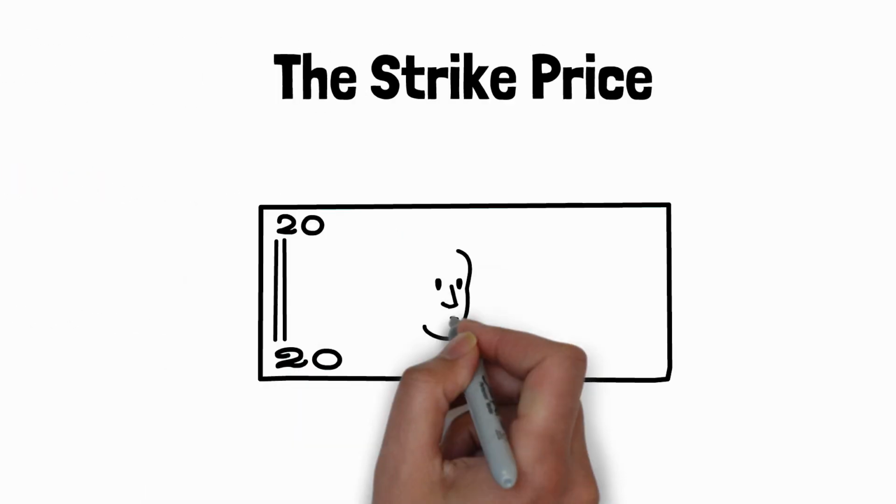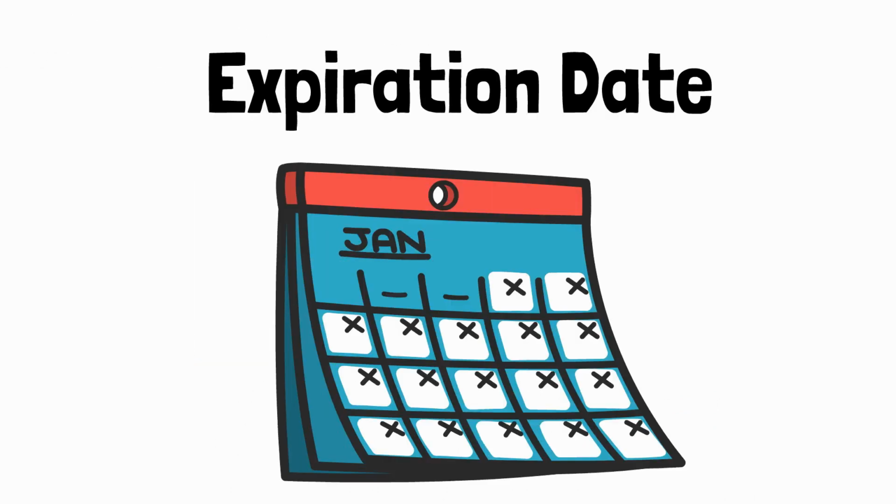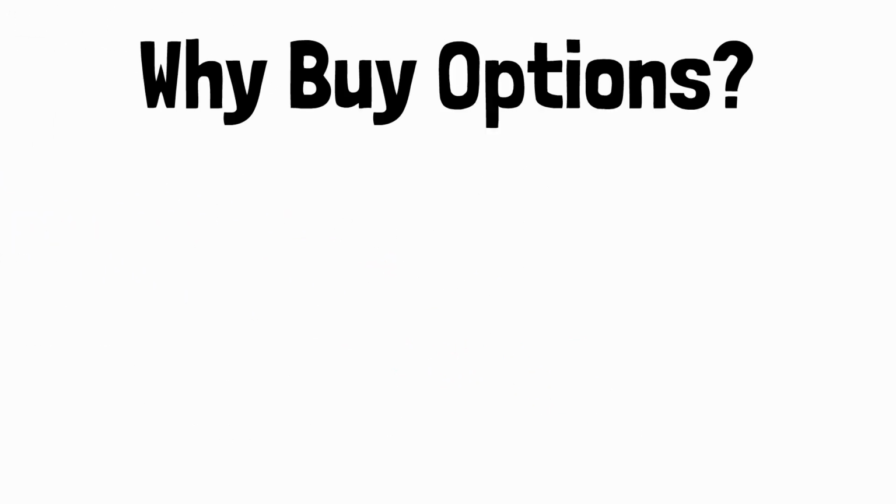This magical number that is the agreed upon price is known as the strike price. The agreed upon date which the contract expires on is the expiration date. The option must be used before or on this date and cannot be used after this date is passed. With the definitions out of the way, let's get into why you'd want to buy these options and how they can cause you to gain or lose money.